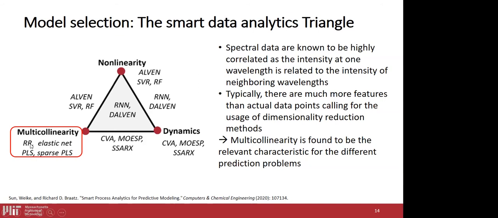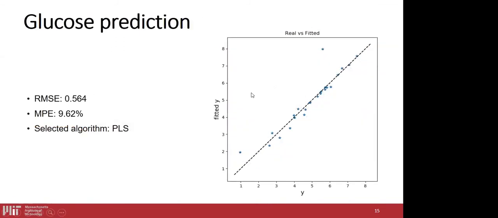And once I have that multicollinearity corner, a cross-validation between ridge regression, elastic net, partial least squares, and sparse partial least squares is applied. And what I find in the end is that partial least squares is the algorithm that performs best in that case. And you can see the prediction here. So overall, it's a fairly reasonable prediction. We have like two outliers, one here and one here. So that is something we're going to look into soon.